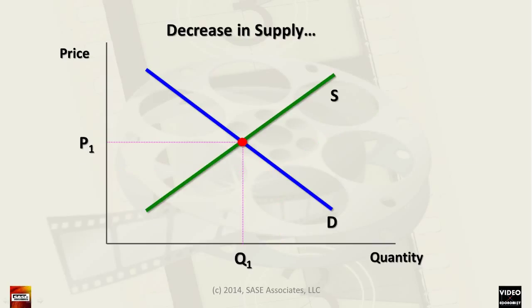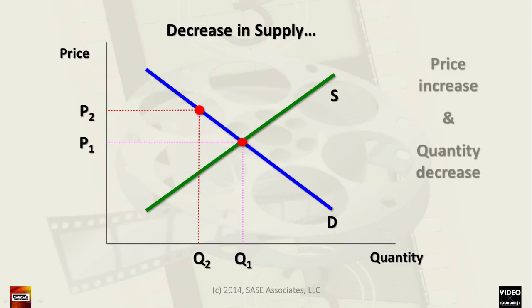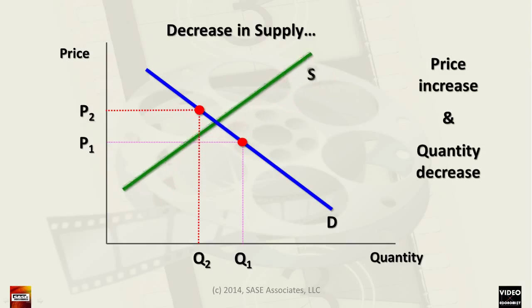In the second of our supply shift examples, we consider a decrease in supply that we graph as a shift upward and to the left. A decrease in the number of sellers could be drawn as a pure shift to the left, while any increase in cost would result in a vertical shift upward.